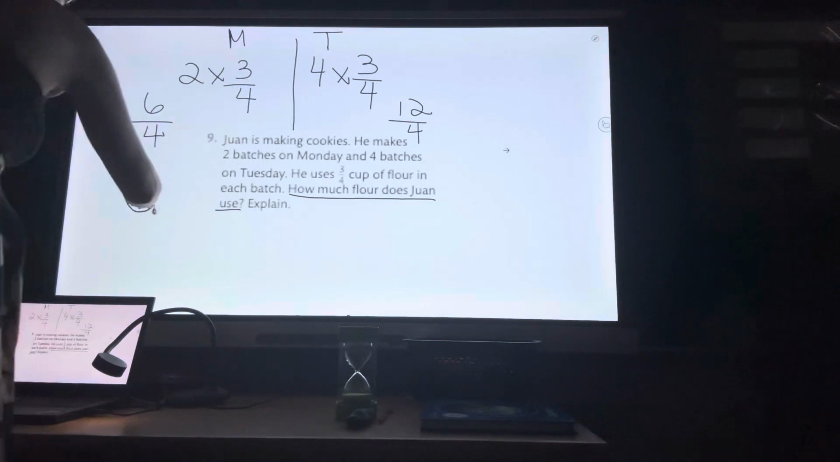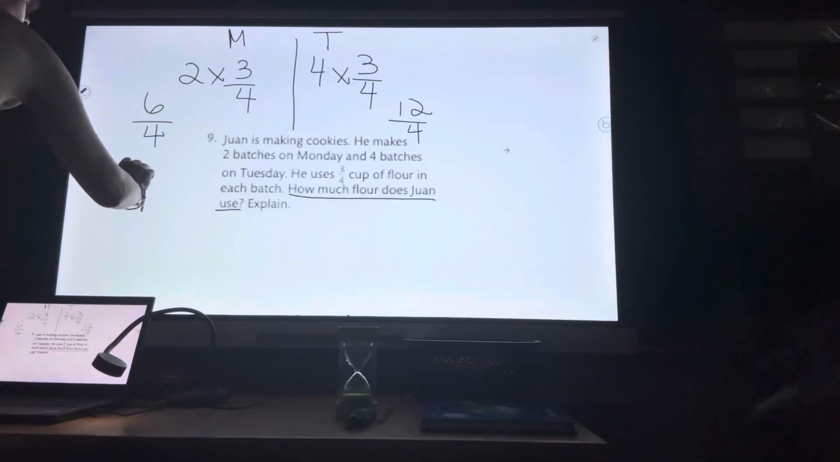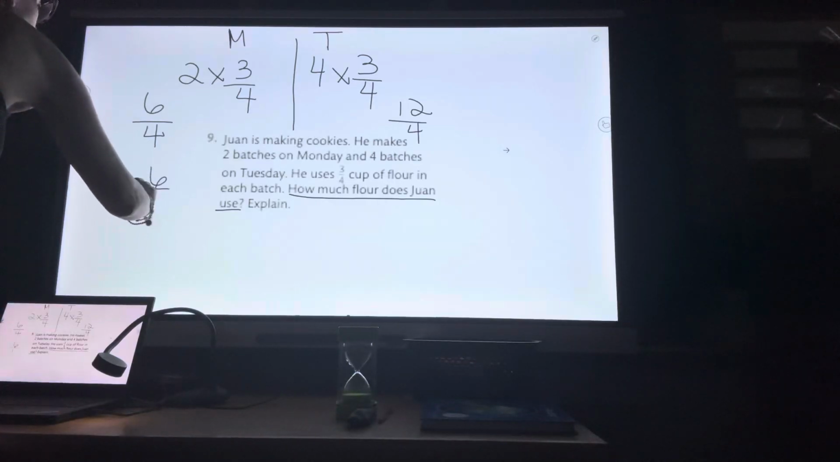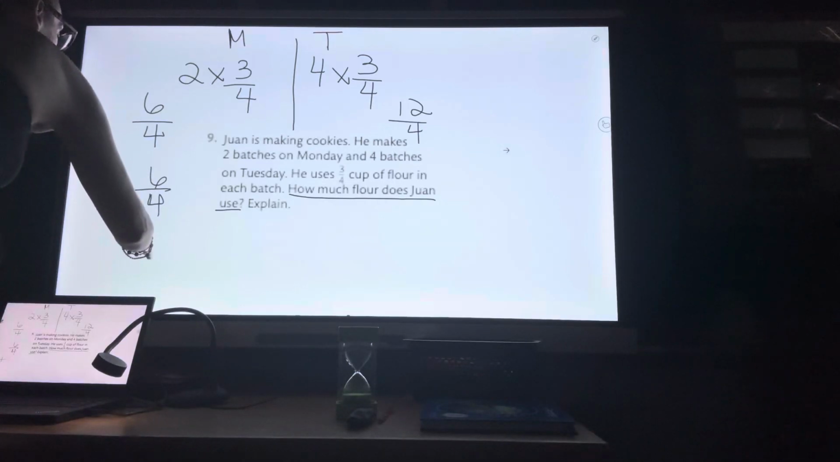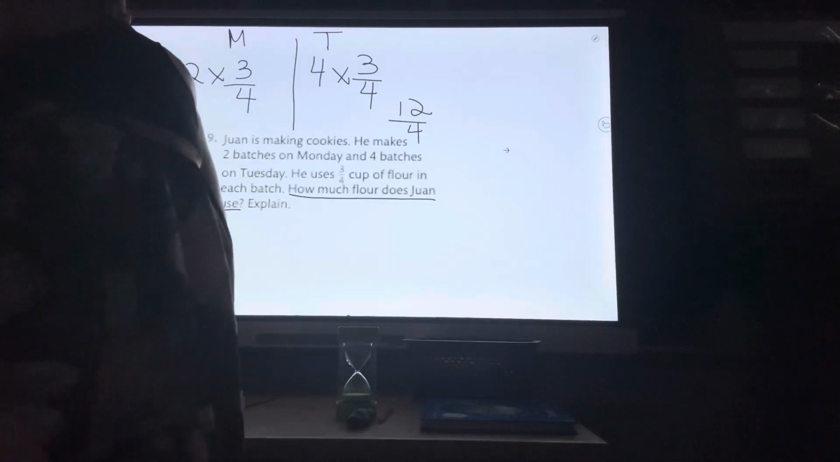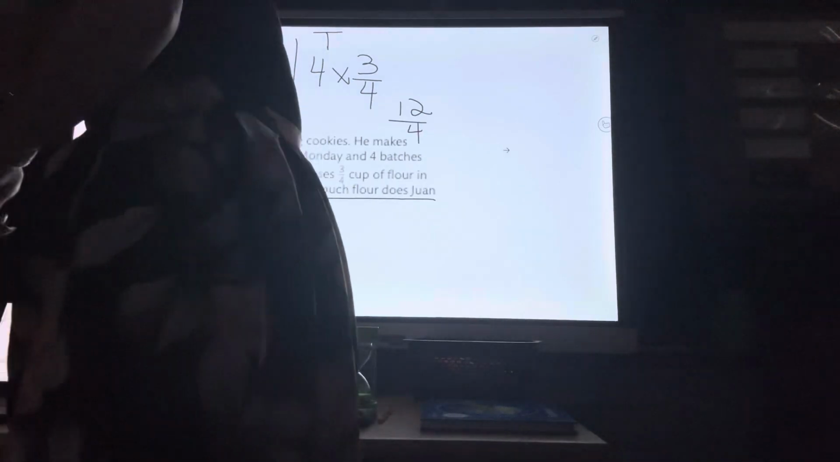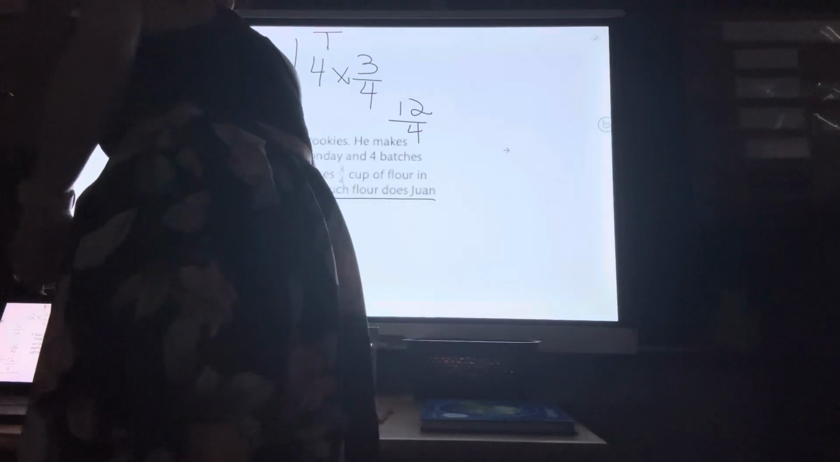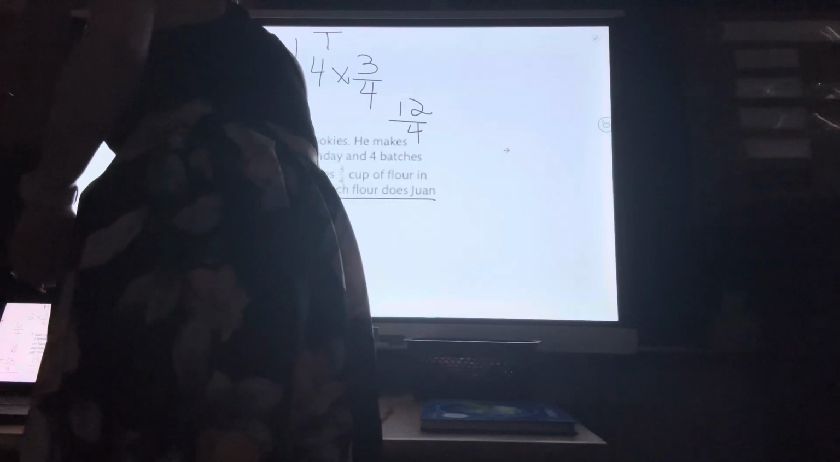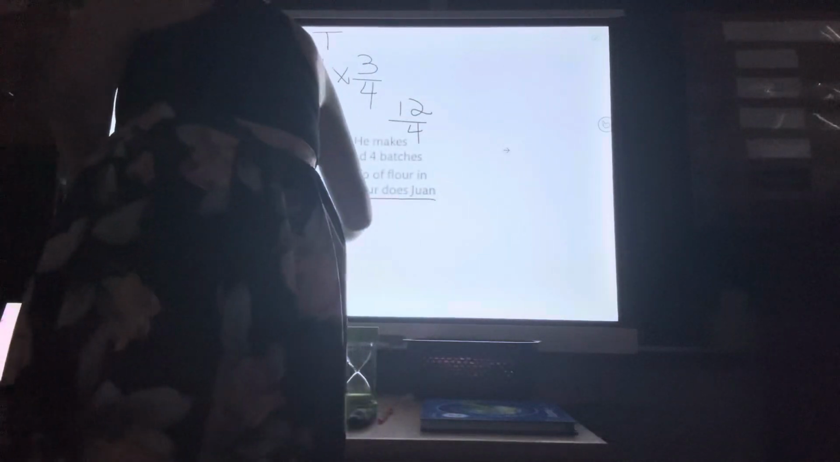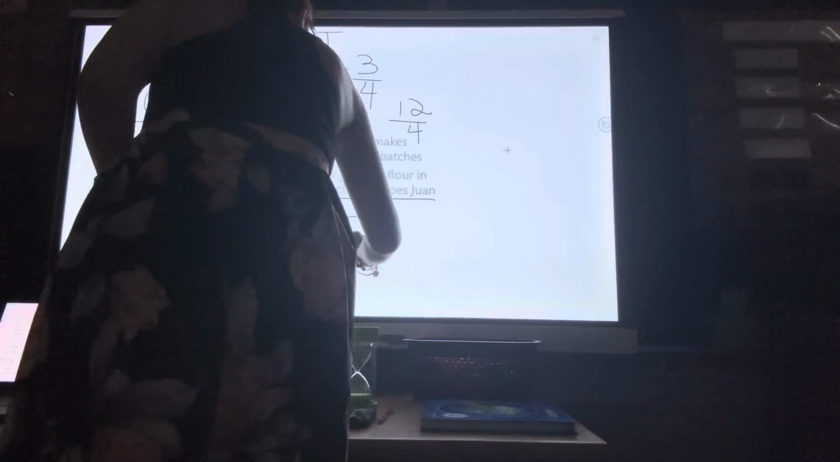So if it's asking me for a total, I'm looking at 6/4 plus 12/4. Now I know how to add fractions. I did that last topic. My answer is 18/4. If you left it like that, of course you would be correct, but change it to a mixed number. It's good practice. You'll thank me one day.